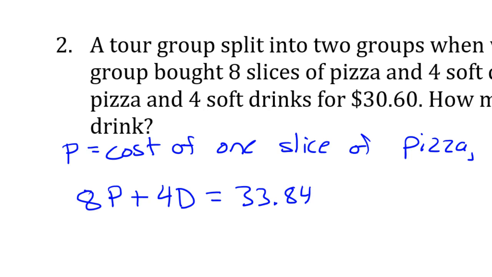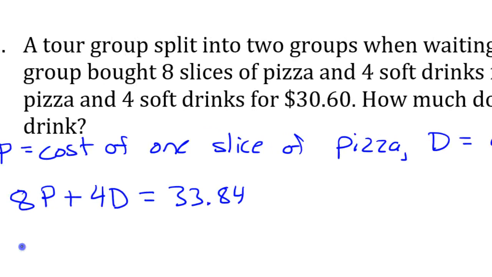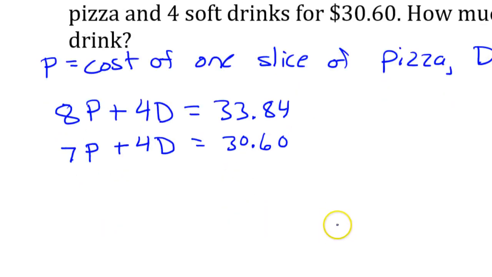And then there's group 2, who bought 7 slices of pizza. So 7 times the cost of a single slice of pizza. And they also bought 4 drinks. But this time the total was $30.60. So this time we have 2 money equations. 1 money equation for group 1 and 1 money equation for group 2. But the way we solve it will be the same.